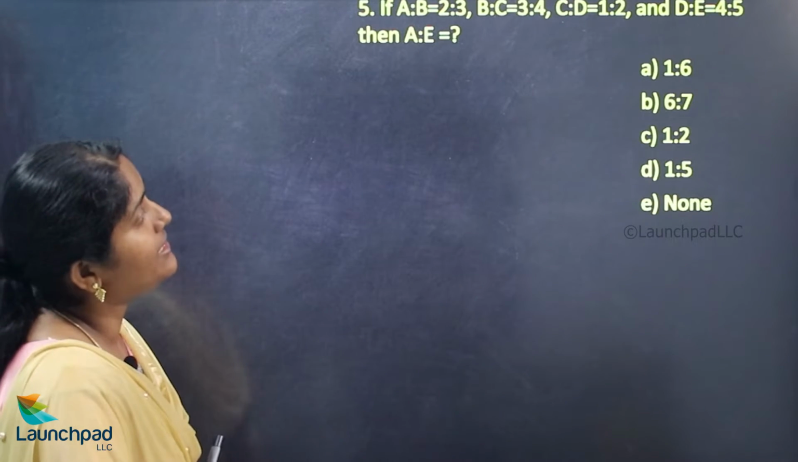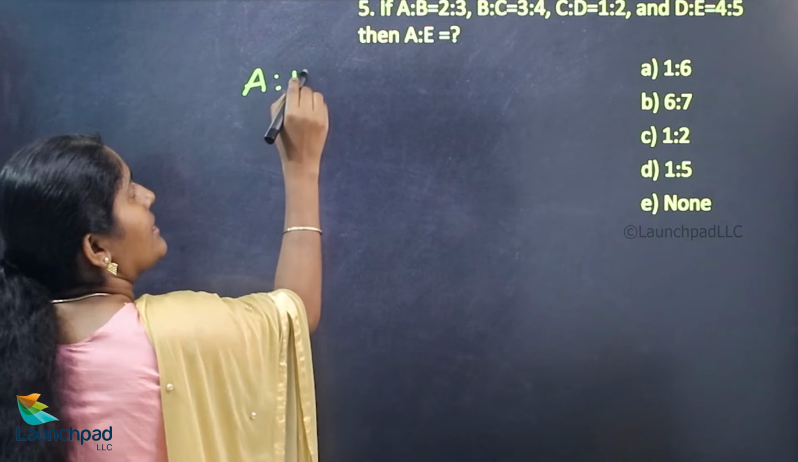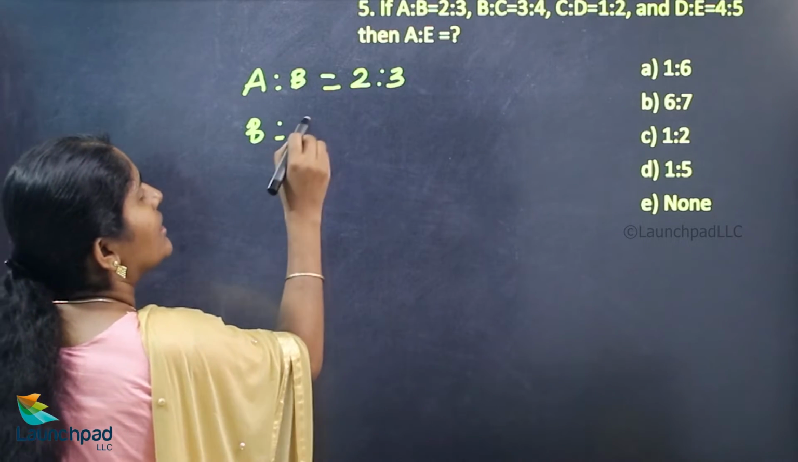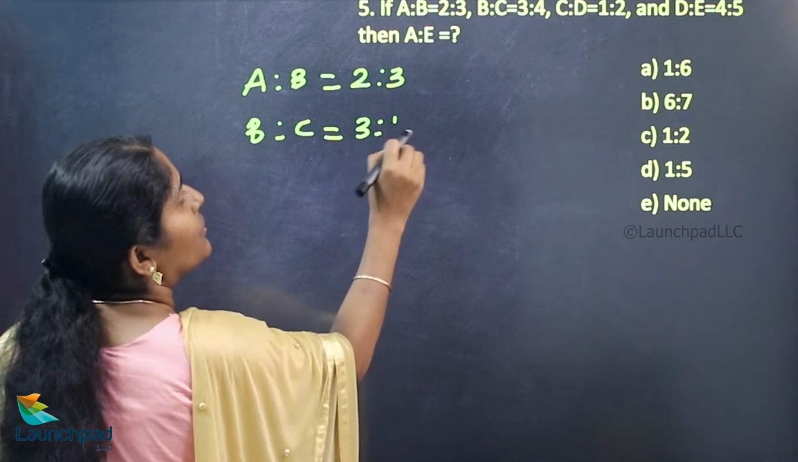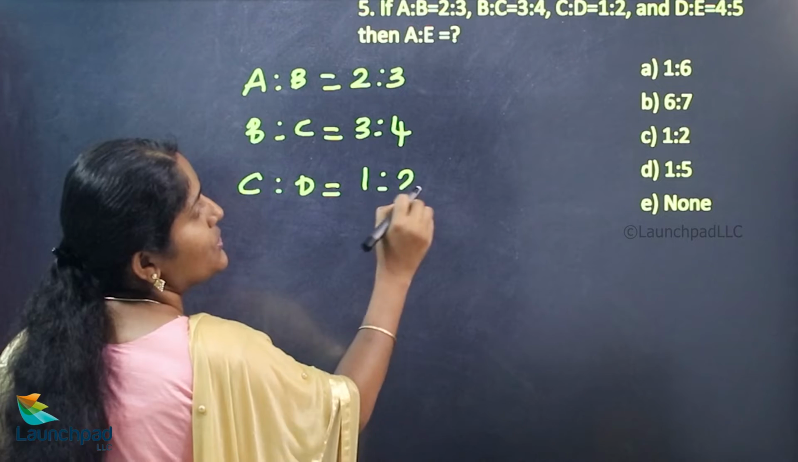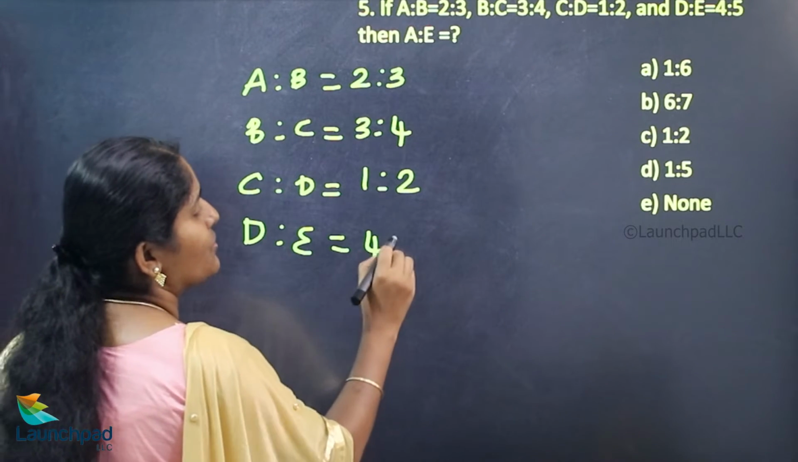A is to B is equal to 2 is to 3. B is to C equal to 3 is to 4. C is to D is equal to 1 is to 2. D is to E is equal to 4 is to 5.